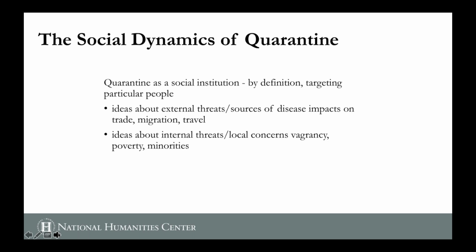Now, early quarantines involved and deployed ideas about external threats or sources of diseases. So ideas about trade and migration and travel, but they also involved ideas about internal threats or local concerns like vagrancy, poverty, about minority populations, however they were defined. And so the imposition of quarantine for centuries really has involved reading those isolation measures, those distancing measures, through the lens of the concerns of the society at the time. So they've been very different in history and differently deployed in time.